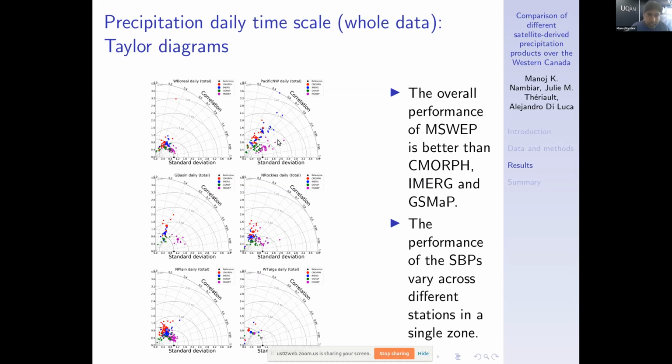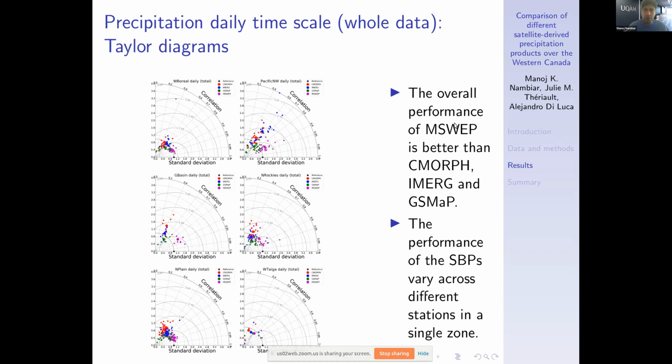Across all the climatic regions, you can see the magenta one, which is MSWEP, has the highest performance. The small dots are the individual station data, and the big dot is the mean of all the stations in a particular climatic region. We have a minimum number of stations in the West Taiga region. In the West Boreal and the Northern Plain, MSWEP has the best performance, and the worst performance is in the North Rockies region, where the mean is here. CMORPH also has the least performance in all the regions.